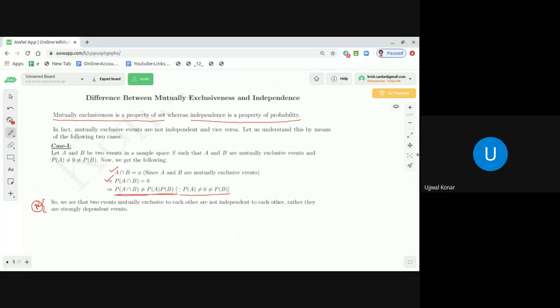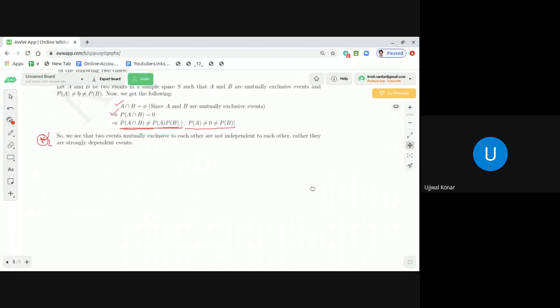Okay. Now I'm going to take the second case, dear students. In the second case, the two events A and B, we are going to take, they are independent. And we'll show that they are not mutually exclusive, which is the vice versa part. So let me take the second case, dear students, first.